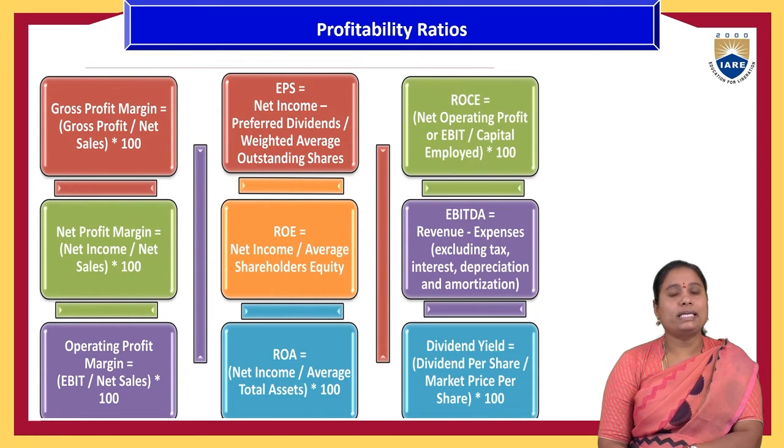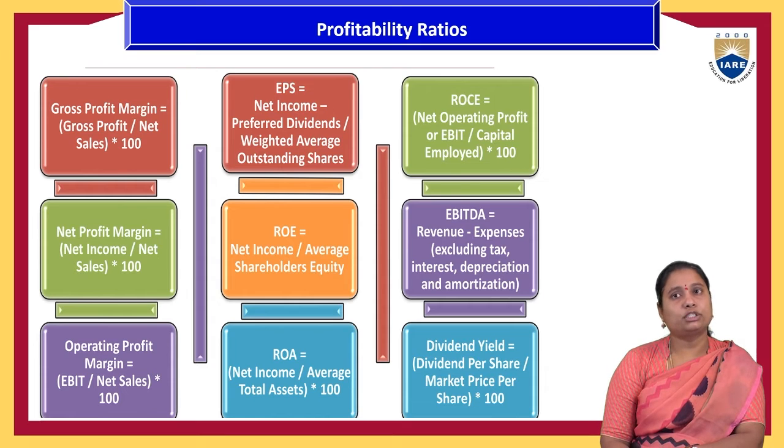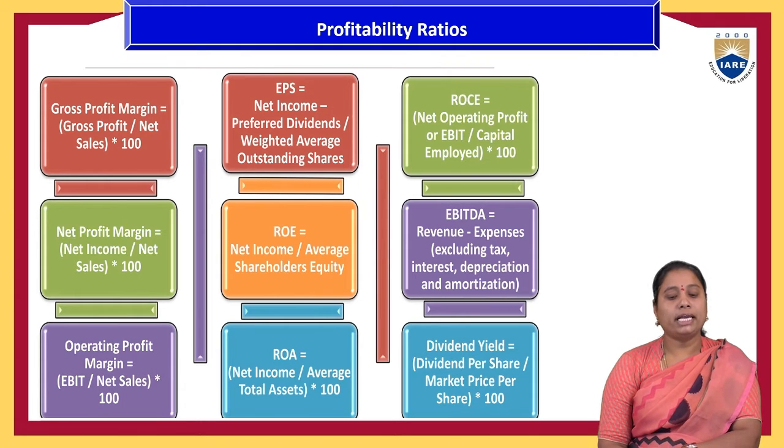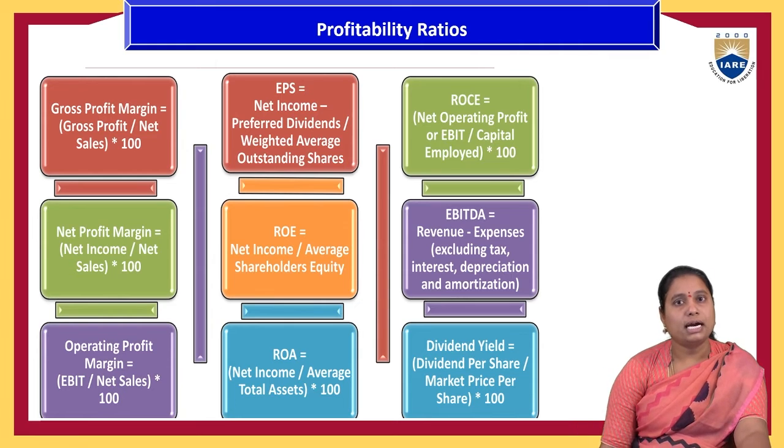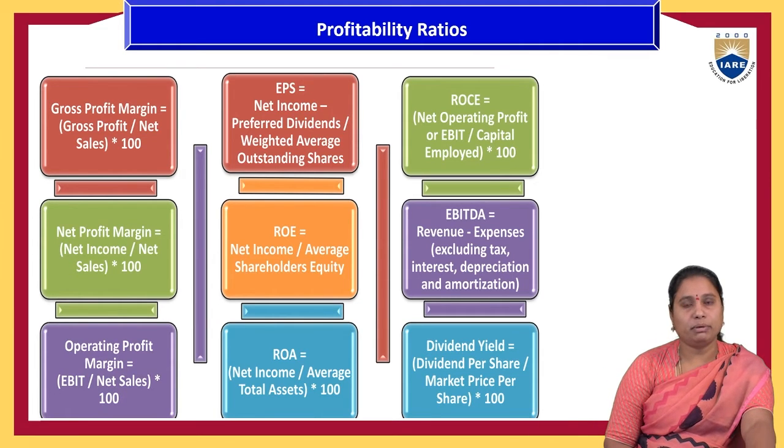ROCE, return on capital employed, can be calculated with net operating profit or earnings before interest and tax divided by capital employed into 100. Net profit margin is net income divided by net sales into 100, and return on equity is net income divided by average shareholders' equity.